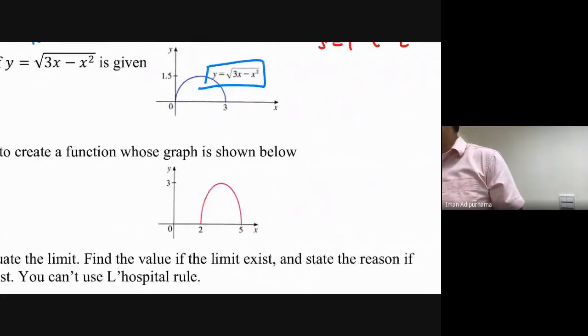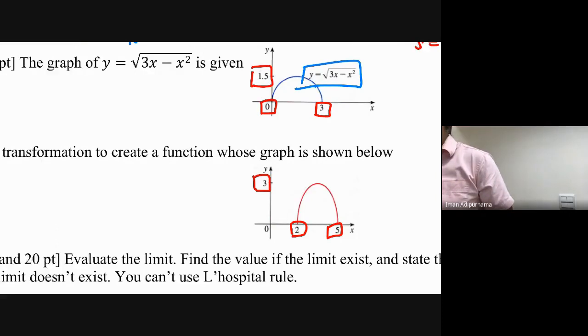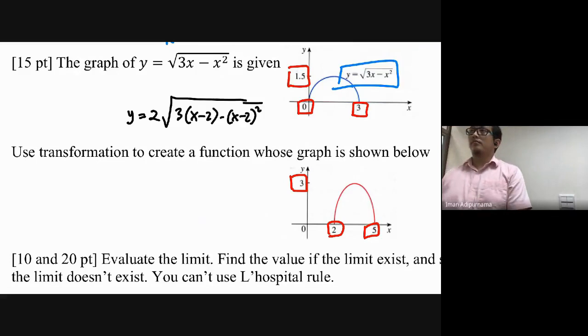See here, this 1.5, this is 3, it's twice. So the y is twice. And see this 0 and 3, it becomes 2 and 5, so it's moving to the right 2 points, right? So the new function becomes, let me write, y becomes 2 times the shifted function. If you just finish like this, you still get full points. No need to expand.